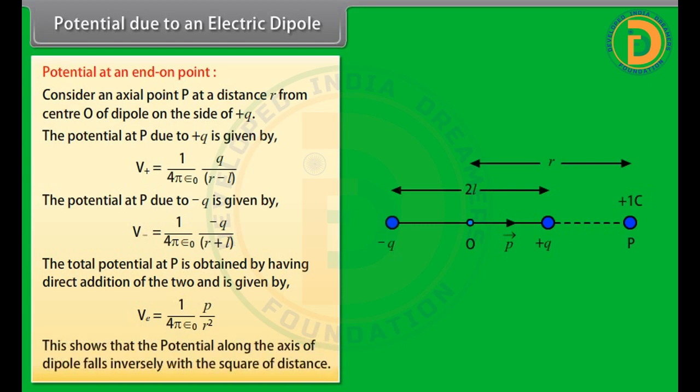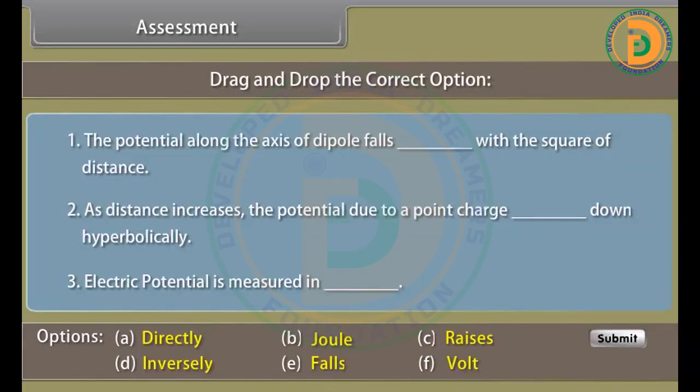This shows that the potential along the axis of dipole falls inversely with the square of distance. Assessment. Before proceeding further, let us know how much you have learned. Drag and drop the correct option.